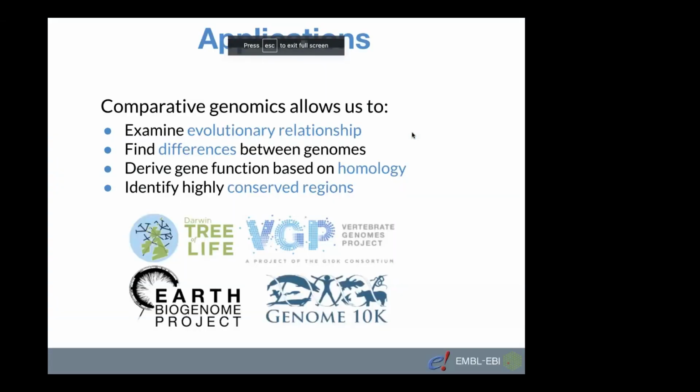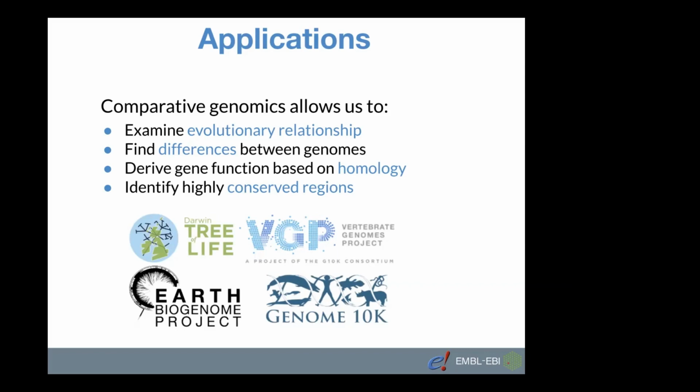So let me just jump into my slides. It's a very exciting time for comparative genomics, as there are a lot of large consortia that are aiming to sequence all living organisms. For example, we have the Darwin Tree of Life, which aims to sequence all eukaryotes in the British Isles. There's also the Vertebrate Genomes Project, which aims to sequence all vertebrates on Earth, and Ensembl is heavily involved in both of these projects.